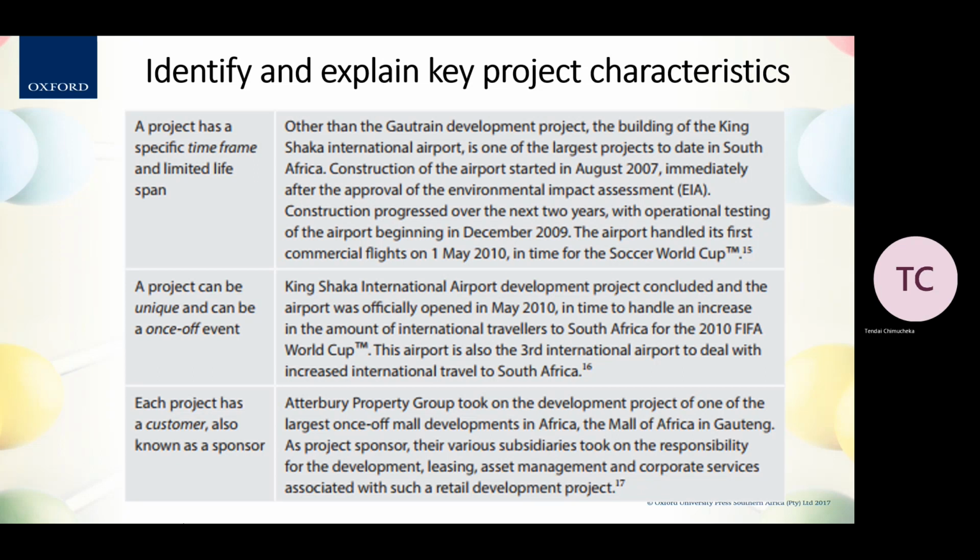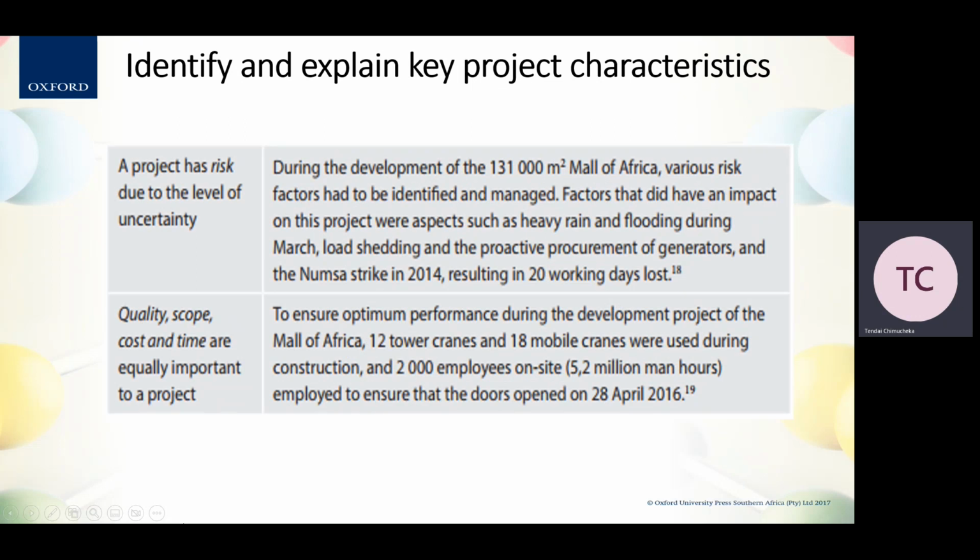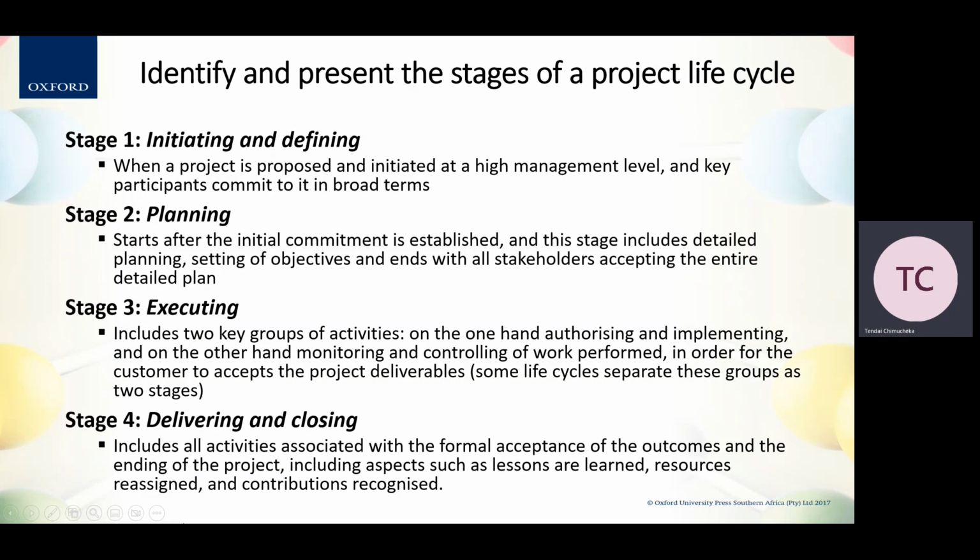Each project has a customer, who is also known as a sponsor. So you run projects for others, you run projects for clients, which we may call customers or sponsors. A project is high risk due to the level of uncertainty. So projects have high risk, mainly because they are complex, usually on a large scale also, and they are unique. So there is that risk that is involved. Then the quality, the scope, the costs, and the time are equally important aspects of a project. So these are the key project characteristics that we should always remember.